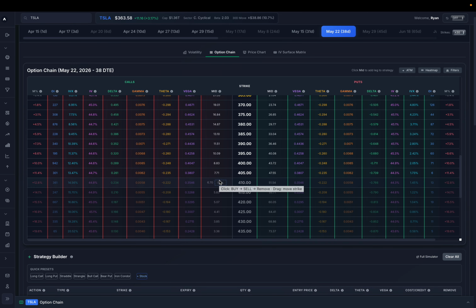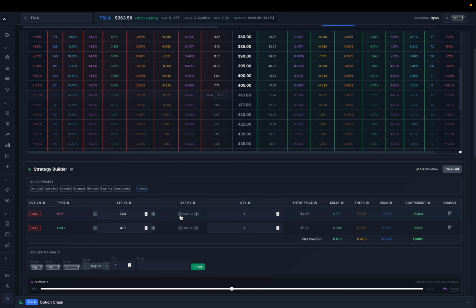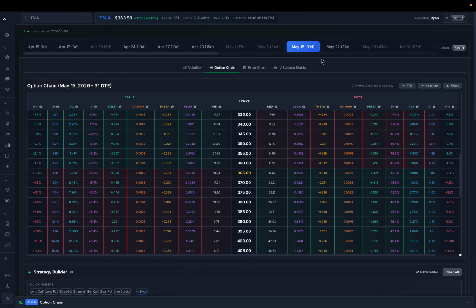So if you are trading a calendar spread, you will know where the legs of the other positions are, because it will be a dotted line, which means that strike is not within the expiration that you're looking at the minute. So let's put this back to May 15th. You can see they're both going to show dotted now. So let's just flick back to that expiration there.